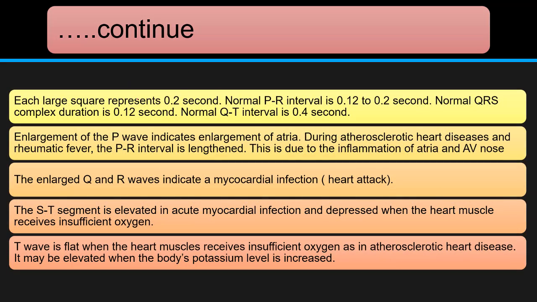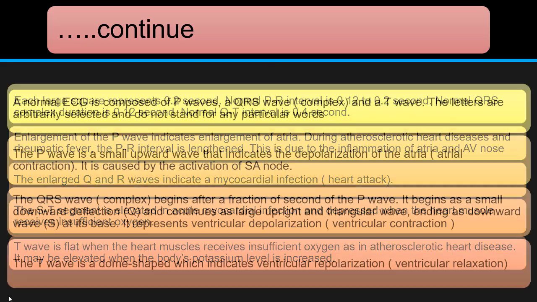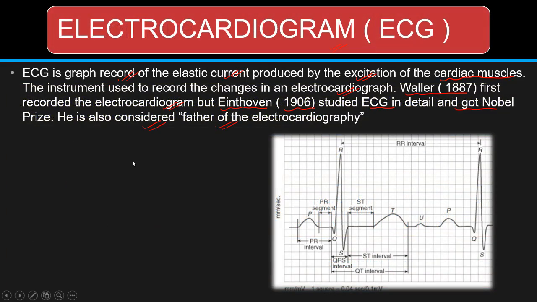Each large square represents 0.2 second of time interval. Normal PR interval is 0.12 to 0.2 second. QRS complex duration is 0.12 second. Normal QT interval is 0.4 second. So the intervals are like this. First is the PR interval, which is mentioned.